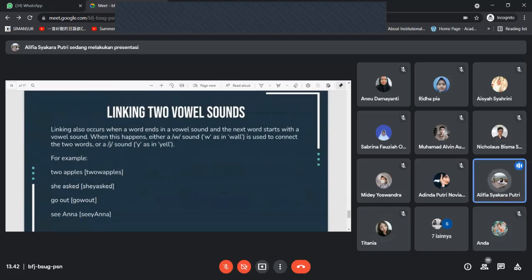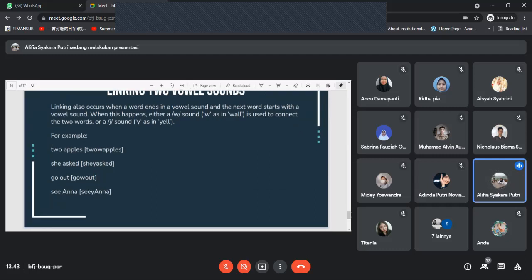Okay, the next one is linking two vowel sounds. Linking also occurs when a word ends in a vowel sound and the next word starts with a vowel sound. When this happens, either a w sound, W as in wall, is used to connect the two words, or a y sound, Y as in yell. For example, two apples, she asked, go out.